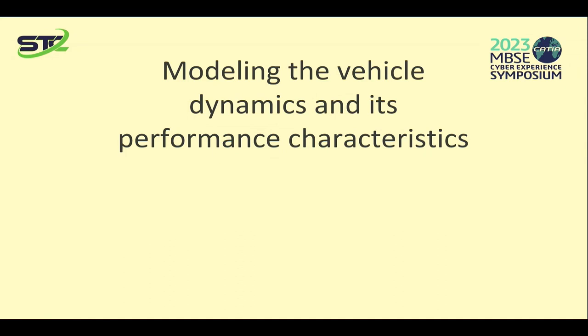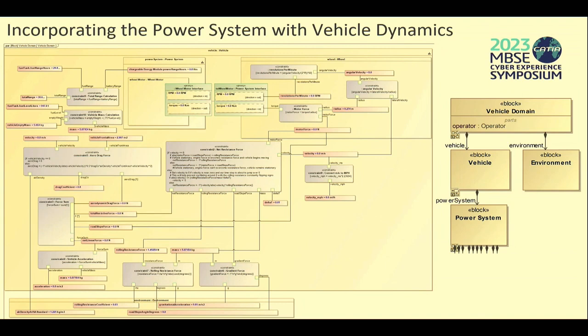All right, thanks everyone for coming back. We're going to jump in a little bit into the vehicle dynamics portion of this, and that incorporates the environmental aspects. So what you see here is a high-level view of that vehicle domain. Notice we have this architecture snippet here. It says the vehicle domain, and within that we have a vehicle and an environment. So that's looking inside of that vehicle domain block with this parametrics.